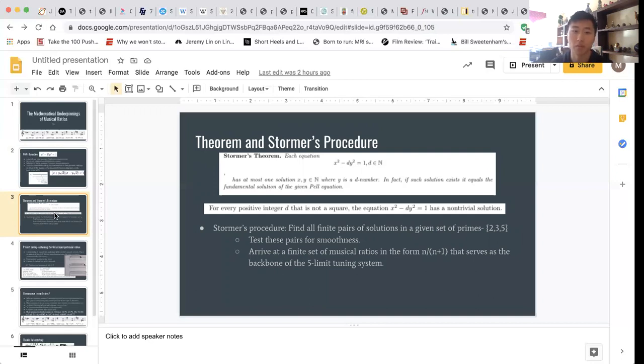The most important theorem, the most relevant theorem, is merely the fact that every Pell equation, in this case x squared minus d y squared equals 1, does indeed have a non-trivial solution. Stormer came up with a procedure where he found all finite pairs of solutions in a given set of prime numbers. He tested these solutions for degrees of smoothness, and then he arrived at a finite set of ratios in the form of superparticular ratios that in music serve as the backbone of harmony and for every tuning system that exists today.